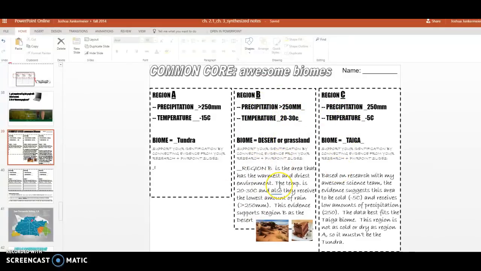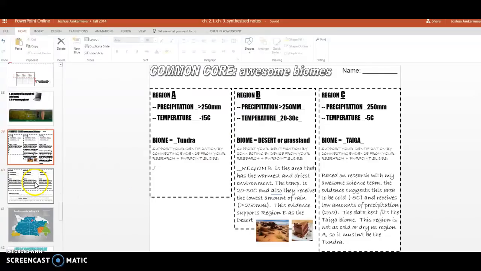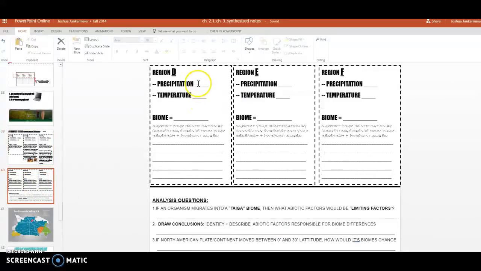And then down here, you'll just use argumentation. So you're going to use evidence to support your hypothesis or the biome you think it is. And you'll do that for regions D through F. So there'll be 6 total regions. You're going to predict what biomes there are based on the climate of precipitation and temperature.